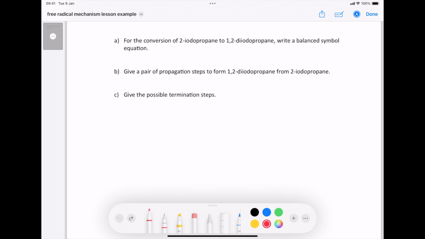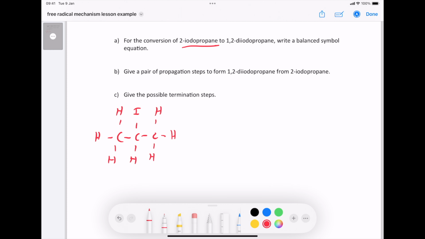So it says: A, for the conversion of 2-iodopropane to 2,2-diiodopropane, write a balanced symbol equation. Give a pair of propagation steps to form 1,2-diiodopropane from 2-iodopropane, and then finally some termination steps. So we've got propane, 1, 2, 3, and the second carbon has an iodine. Just doing displayed formula here, it's been turned into 1,2-diiodopropane. So a second iodine is going on to the first carbon.